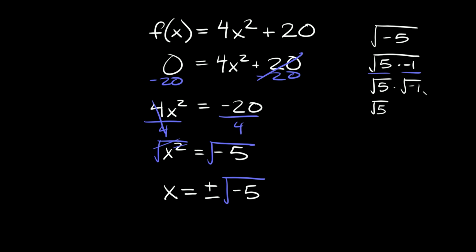And then what's the square root of negative 1? That's equal to i. The definition of i, an imaginary number, is that it's equal specifically to the square root of negative 1. i isn't equal to just the square root of any negative number, all right? It's specifically the square root of negative 1. So since we have the square root of negative 1 right here, we can put our i. So the square root of negative 5 is equal to root 5 i, or the square root of 5 times i. So then for our final solution, we're going to say that x is equal to plus or minus root 5 i.